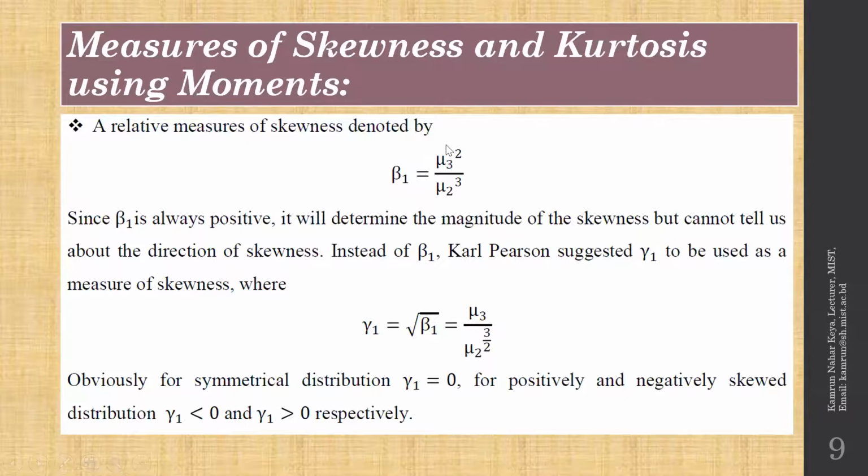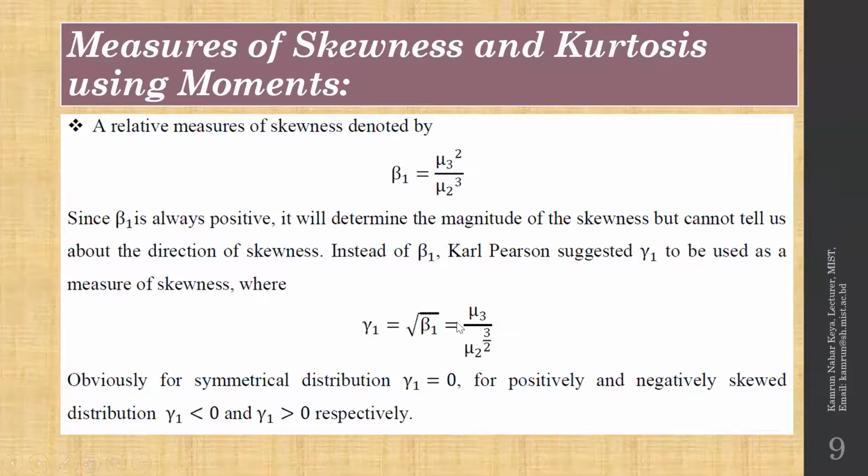Since beta 1 is always going to give a positive result, it does not define whether it is negative or positive. So instead of beta 1, we'll use gamma 1. It is known as Karl Pearson's skewness, and it is actually root beta 1. Since root beta 1 means plus or minus, the root sign applies. For symmetrical, we consider gamma 1 equal to 0. For negatively skewed, gamma 1 is less than 0, and for positively skewed, gamma 1 is greater than 0. So it is another way of defining our skewness.